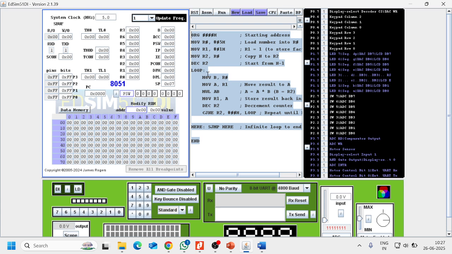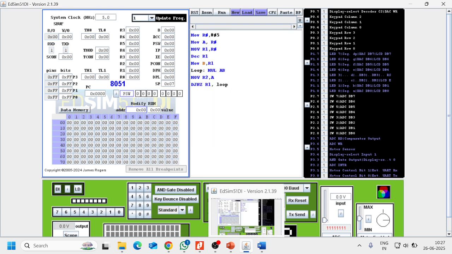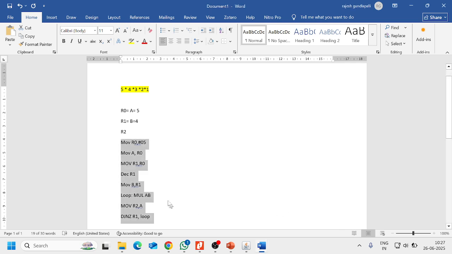Excuse me, sir. In the program, the loop will be just before the multiplication instruction, or in this instruction? Directly the multiplication instruction we can do. So this is the simplest way. Actually, when we are performing the decrement jump not 0 R1, the value of R1 is not moved into the B register, sir.